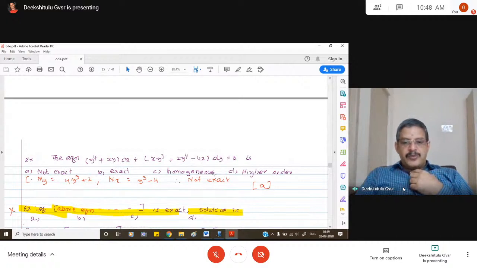What about the other options? Is it homogeneous? No. Why? The degree of x is 1 and y is 3, so 1 plus 3 is 4. Here it is 4, but here it is x to the power 1 only. Here also it is 4, the degree of y is 4, but here y to the power 1. So it's not a homogeneous equation. It's not a higher order equation. It is only a first order differential equation, since the highest derivative is dy/dx. So clearly C and D are not correct. So the answer must be from these two options, A and B.